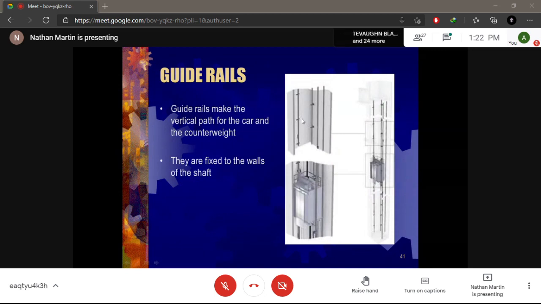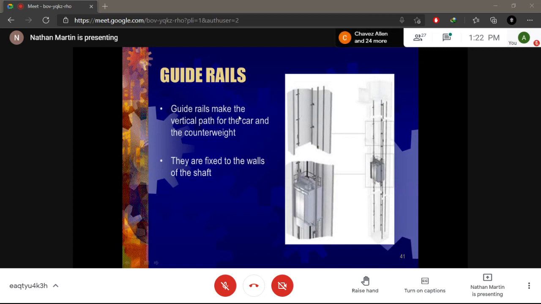So if any of you are privy to look inside a shaft, the shaft of a modern type elevator, these are what you'll see. You'll see your guide rails and all of that. So it's very difficult for the elevator to go from side to side or to twist, all right? So the room is limited to the shaft housing.